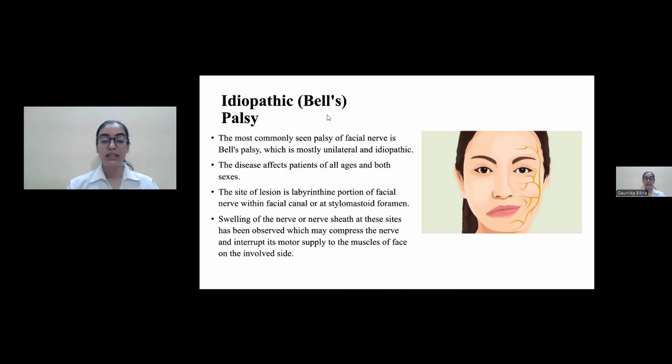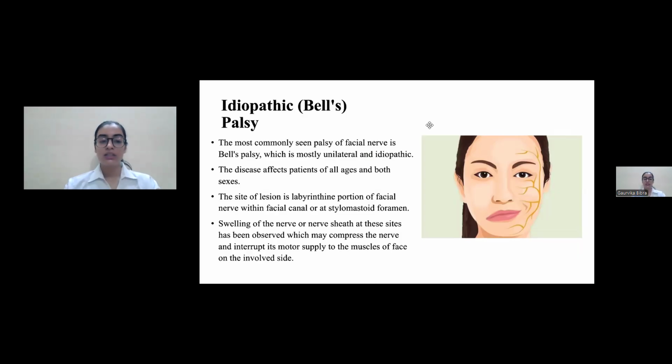Now, talking about the idiopathic palsy, also known as Bell's palsy. It is the most commonly seen palsy of the facial nerve. It is mostly unilateral and idiopathic, like we don't know how it arises or what's the cause behind it. Usually, this disease affects patients of both sexes and all ages.